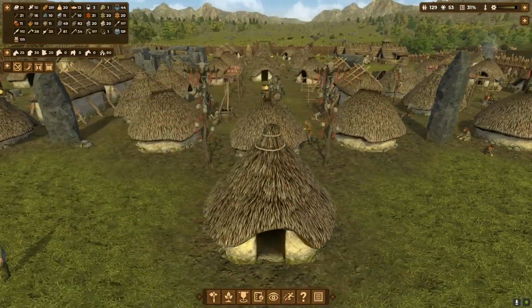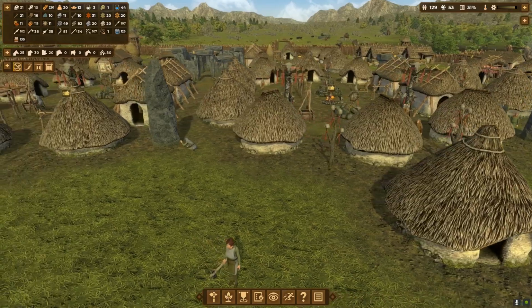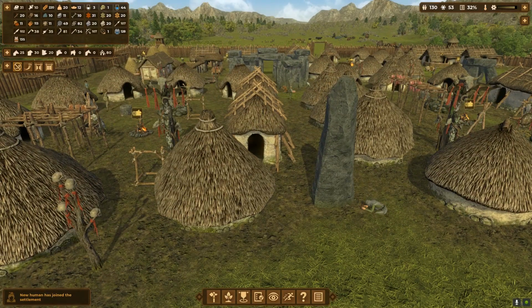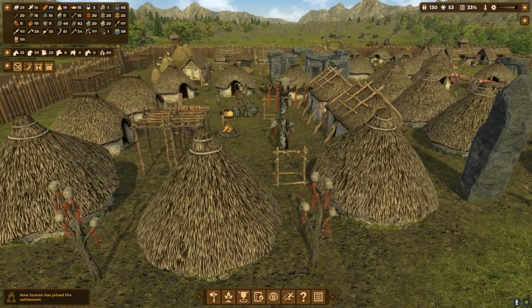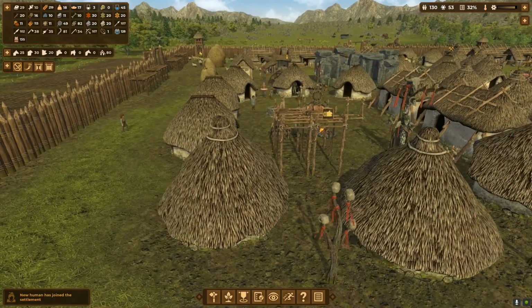Another one is, of course, the size of the population. We're at a population now of about 130 people. New people just joined. I think the previous one we looked at was in the 60s. So we've basically doubled our population because of agriculture.